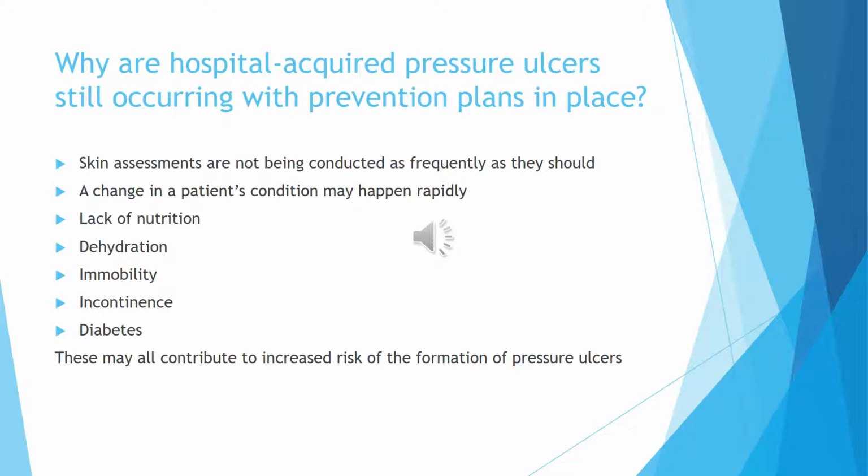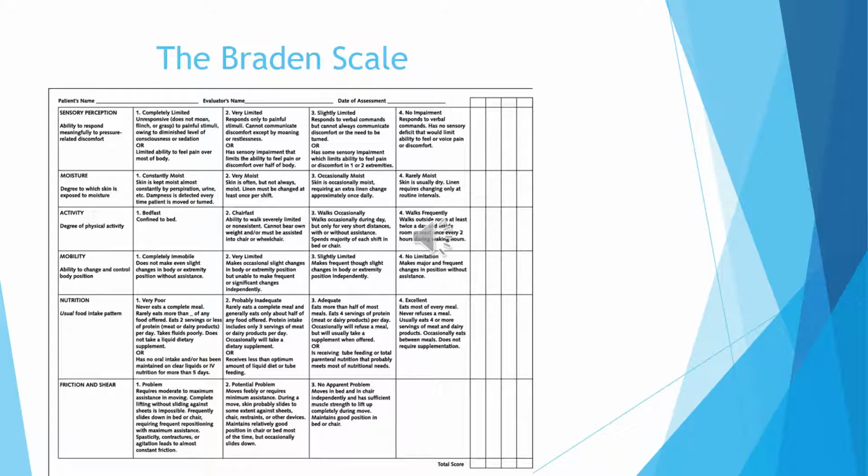Why are hospital-acquired pressure ulcers still occurring with prevention plans in place? Skin assessments are not being conducted as frequently as they should. A change in the patient's condition may happen rapidly. Lack of nutrition, dehydration, immobility, incontinence, and diabetes all contribute to increased risk of the formation of pressure ulcers. The Braden scale is used to score and determine if a patient is at risk for a pressure ulcer.